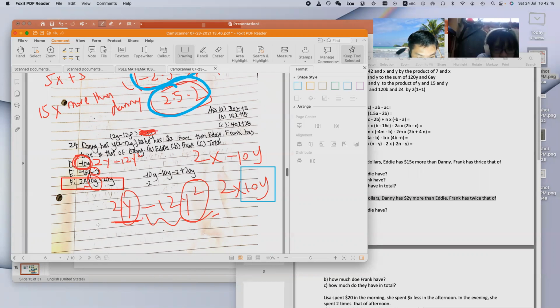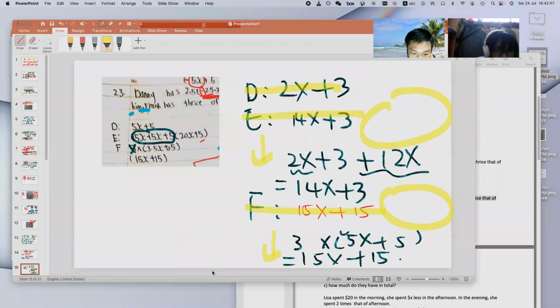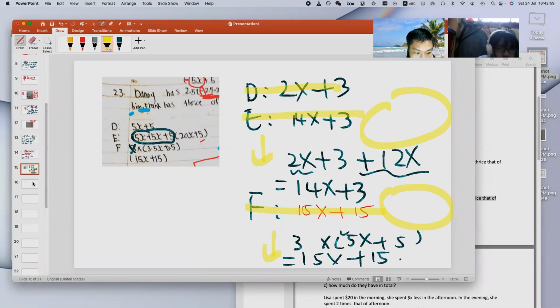The 10y, how do you get 10y? It is because for the Danny part, I combine the 2y minus 12y squared, resulting in negative 10y. So negative 10y, yes. So Danny has negative 10y, right? Yeah. My question is, who has 10y? Not minus 10y. Your explanation doesn't seem to answer my question.